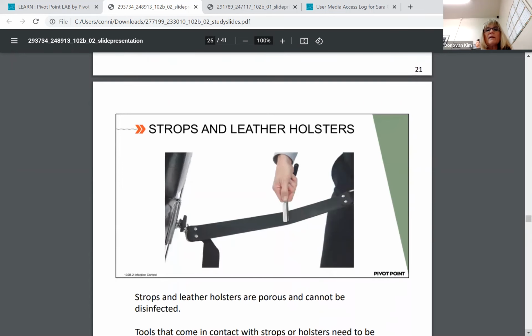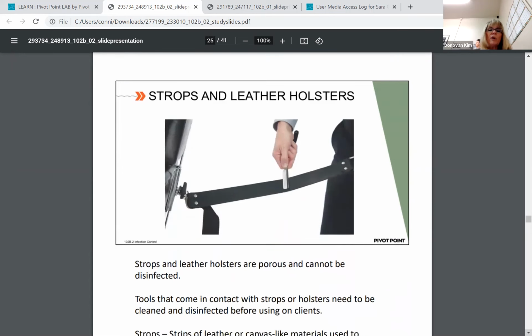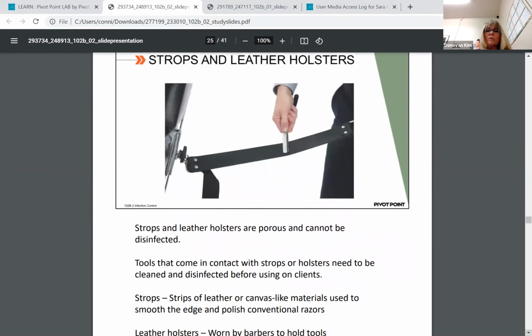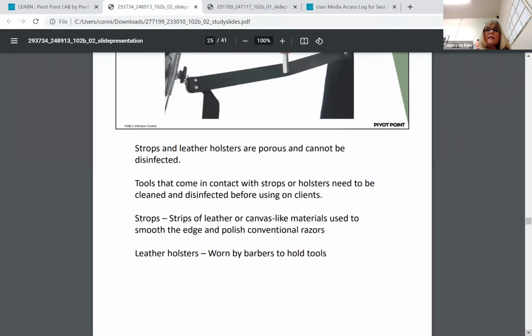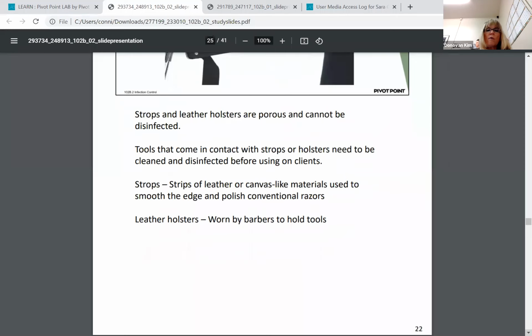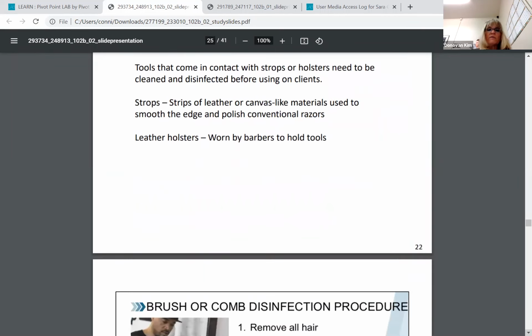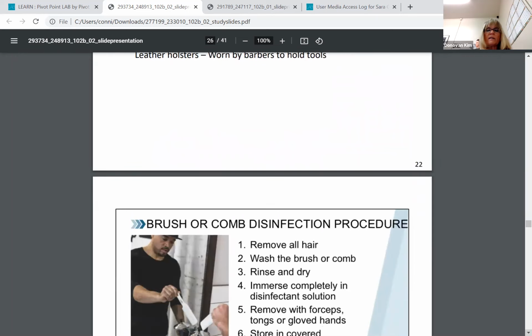Okay, strops and leather holsters. Now, they're porous. They cannot be disinfected. We can't even use them in the state of California. But just know that these cute little things that we're using, like the sheer pouches that are leather or vinyl that keep our stuff nice, we cannot use those because guess what? They cannot be disinfected. We can't even use a conventional razor. So just know that we cannot disinfect this stuff.